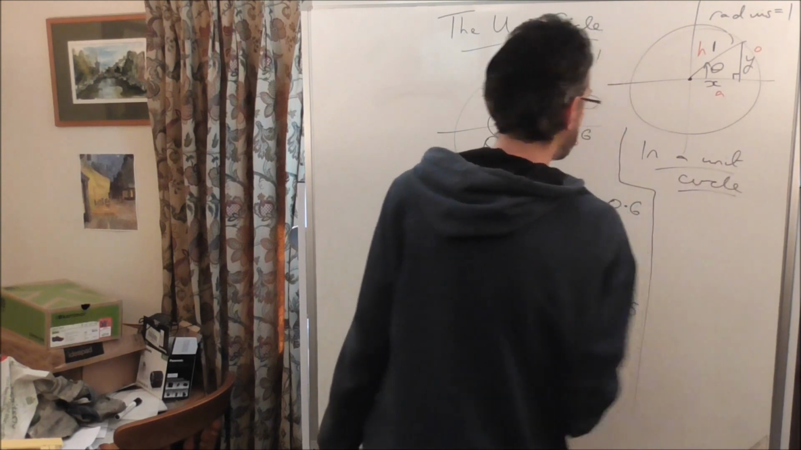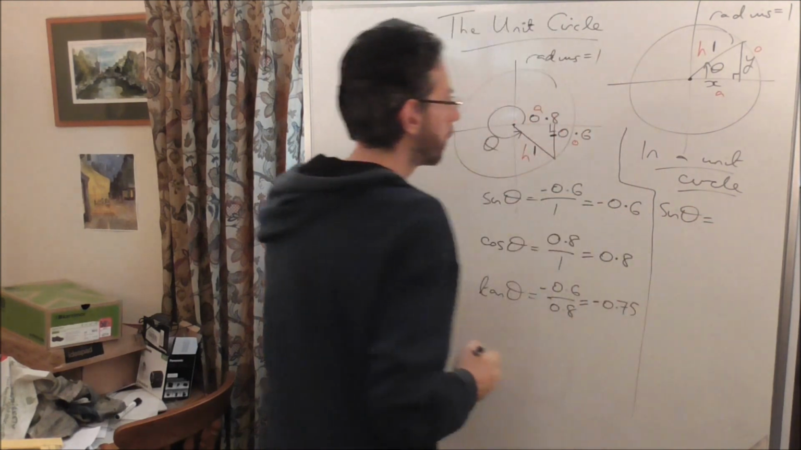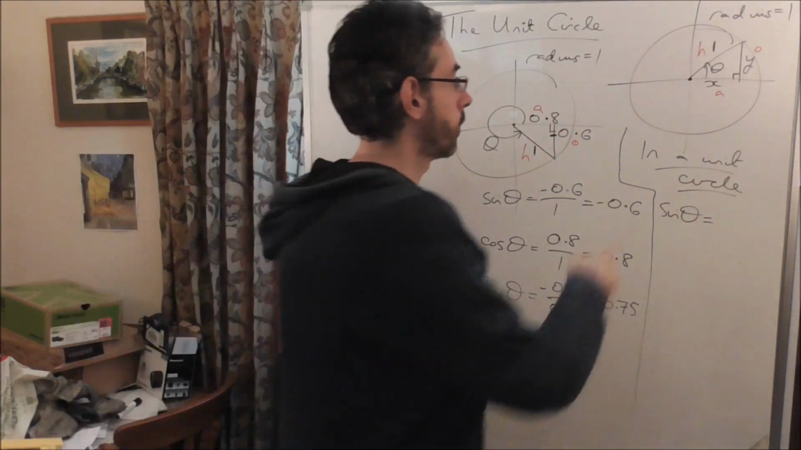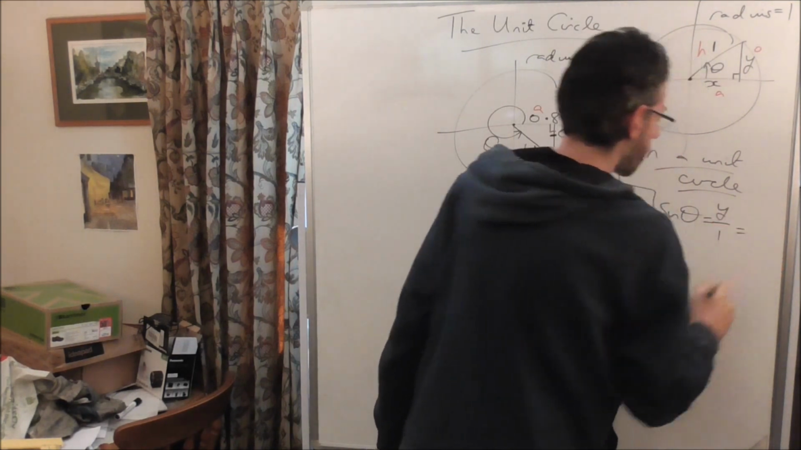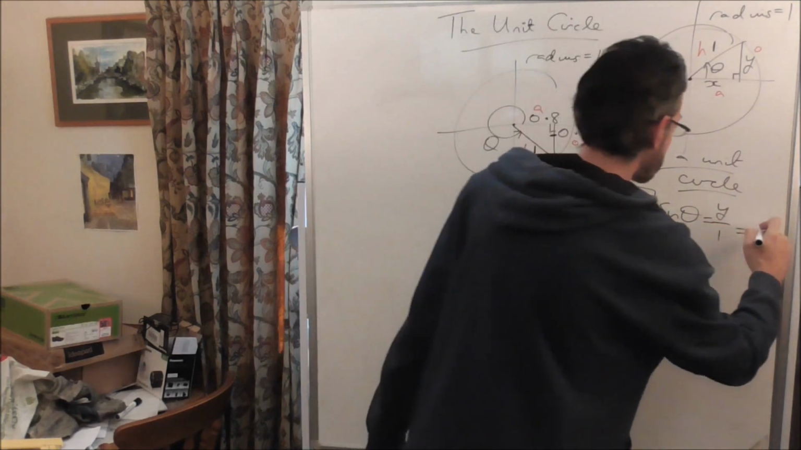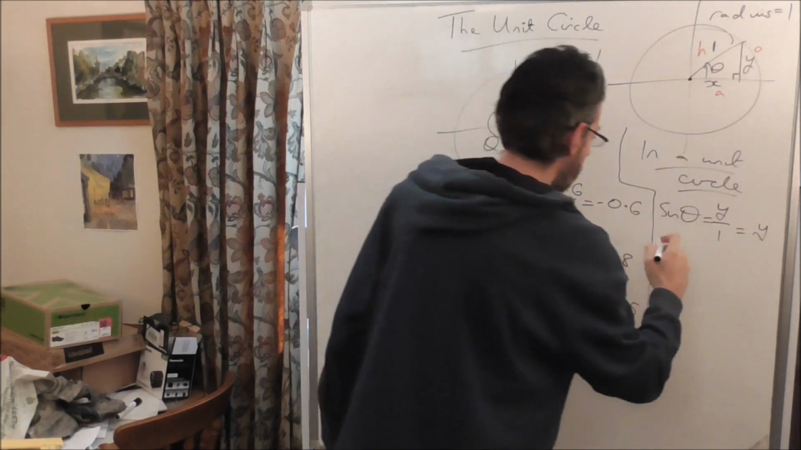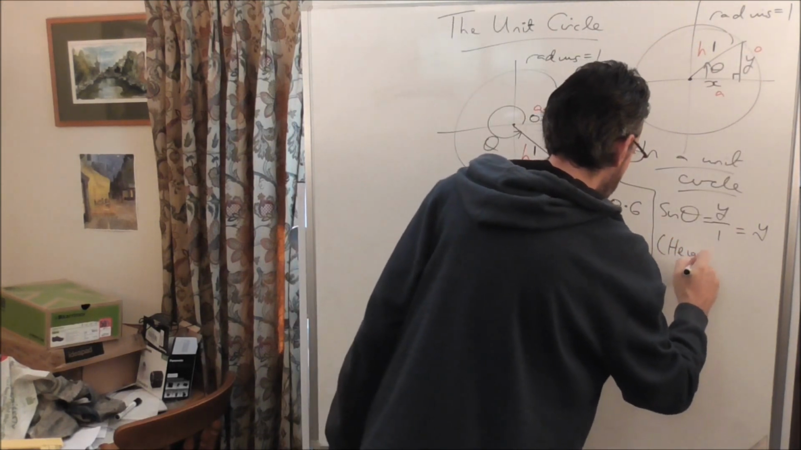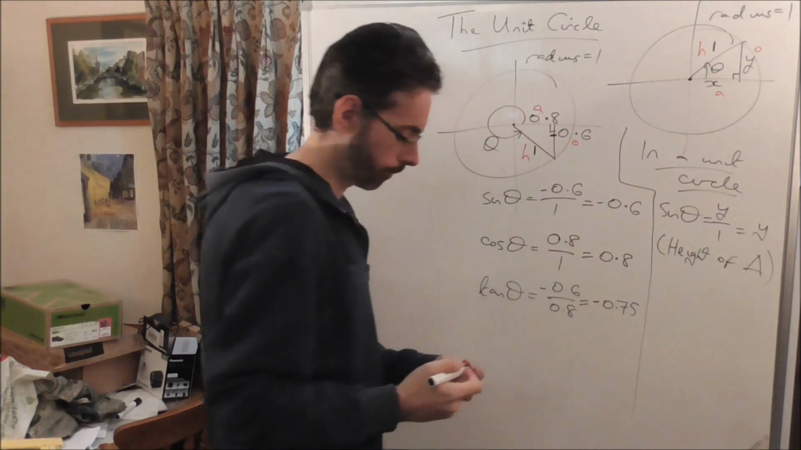In a unit circle, sine theta equals opposite over hypotenuse, so it's just y over 1. Well, that's just y, isn't it? So it's just the height of the triangle. So sine theta is the height of the triangle, if you draw it inside a unit circle.